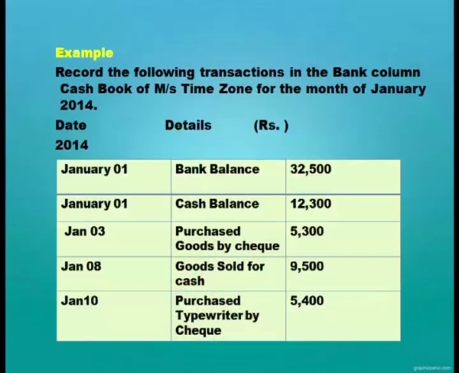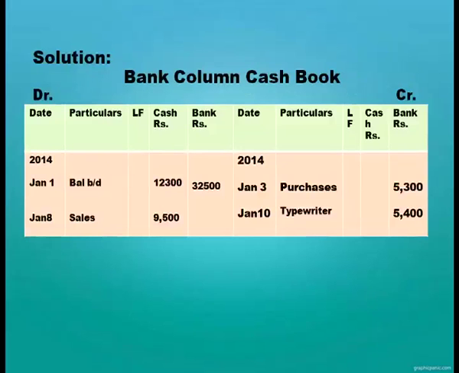Here is a question for preparing a cash book with a bank column. On January 1st, the bank balance is given and the cash balance is given. Purchase goods by check. Purchases account debit to bank. Goods sold for cash. Cash account debit to sales. Cash to sales. So, in the cash column, you will write this. Purchase typewriter by check. Typewriter being an asset, typewriter debit to bank. Bank balance decreases.